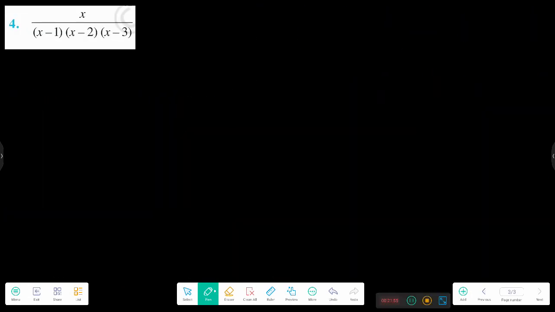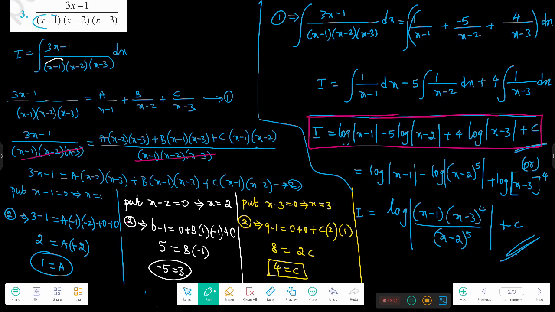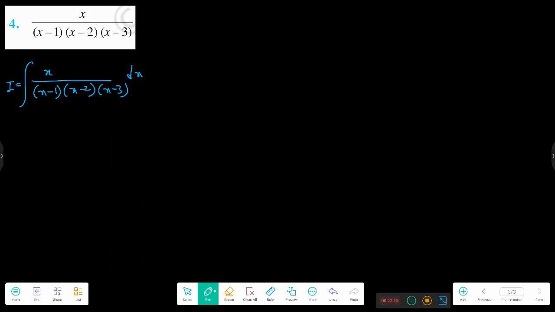Next, question number 4 will start. Question number 4: integral I is equal to integral x divided by x minus 1, x minus 2, x minus 3. Take this question as homework. It is the same as the previous one, same x minus 1, x minus 2, x minus 3. Have you noticed? The denominator is the same. Here we had a bigger numerator, 3x minus 1, but there they gave only x. Just x is there, so it is a little easier. You people take it as homework. The fifth one will go.